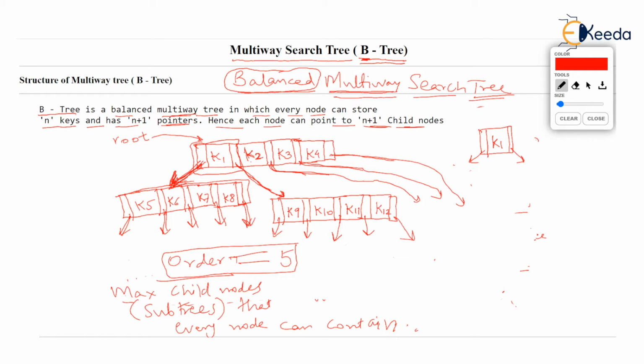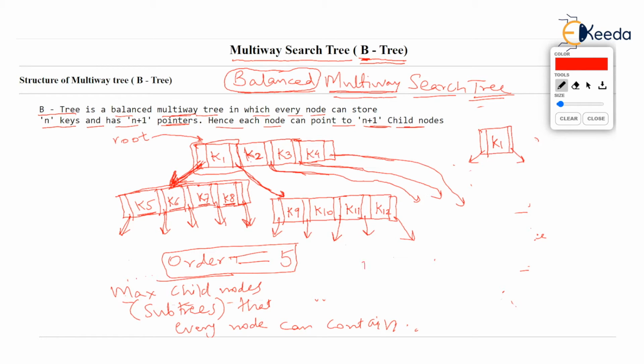Keys stored to the left of K1: K5, K6, K7, K8. These four keys stored to the left of K1 are always less than K1. Just observe, we can put less than or equal to also, but we'll stick to less than here. Imagine that keys are never repeated, so don't imagine about equal to.